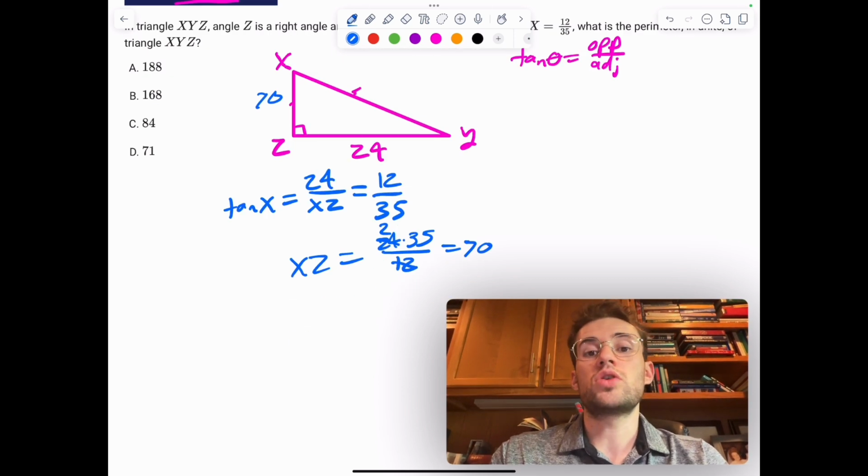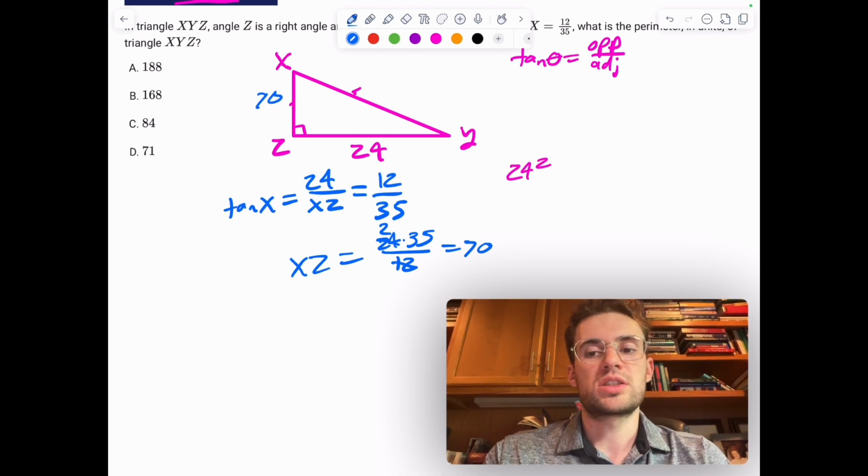If you want to find the third side, you could use the Pythagorean Theorem. 24, one of the legs squared, plus 70, the other leg squared, is going to be equal to the hypotenuse squared, so XY squared. You just do it that way.